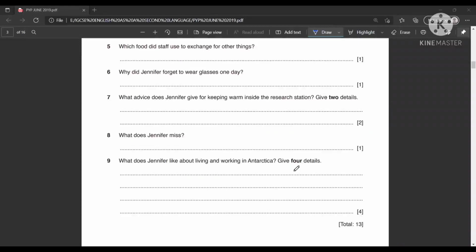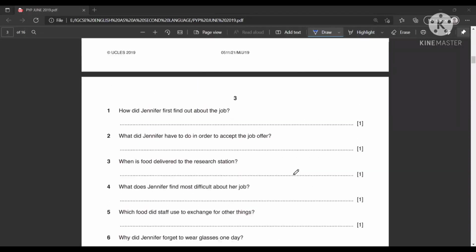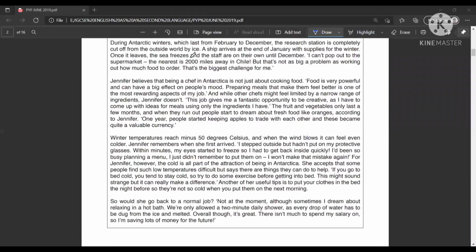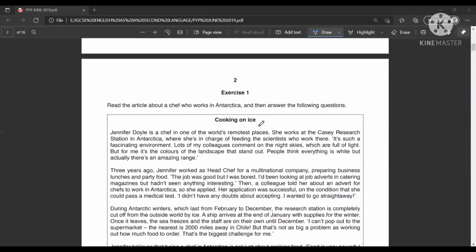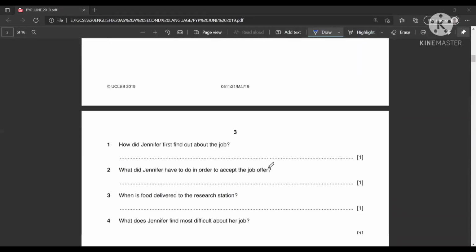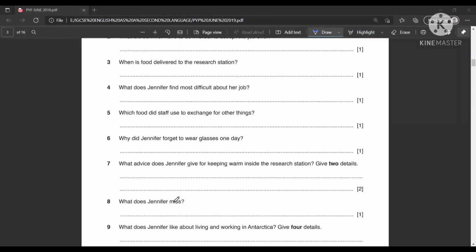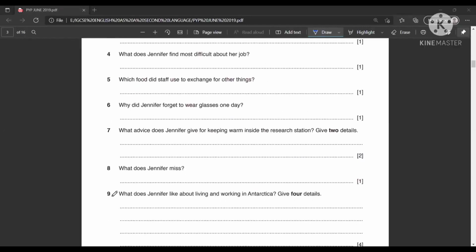In the past paper of English as a Second Language core level, you'll get the same topic, the same exercise, the same article, but there will be only questions from 1 to 8 for the core level students in their paper, and for the extended level students, there will be an additional question number 9 of 4 marks.